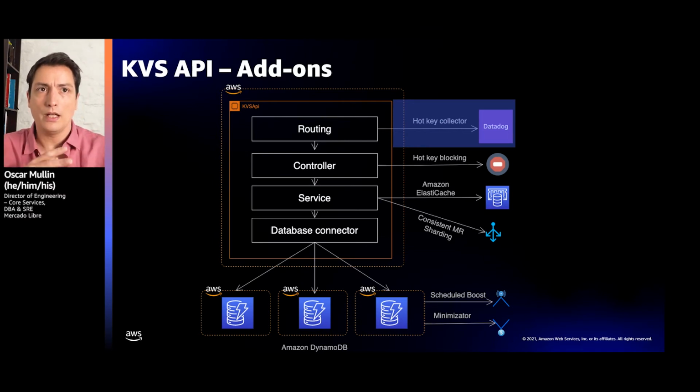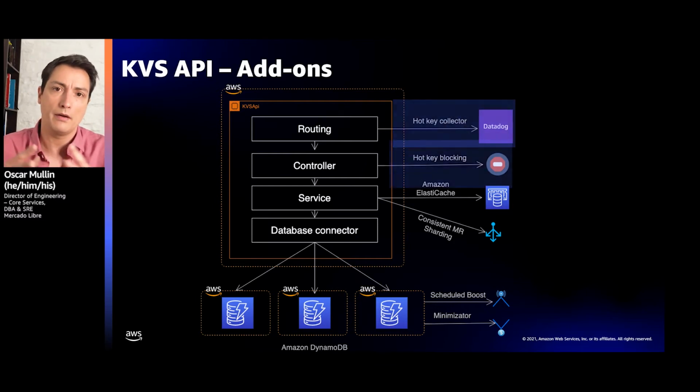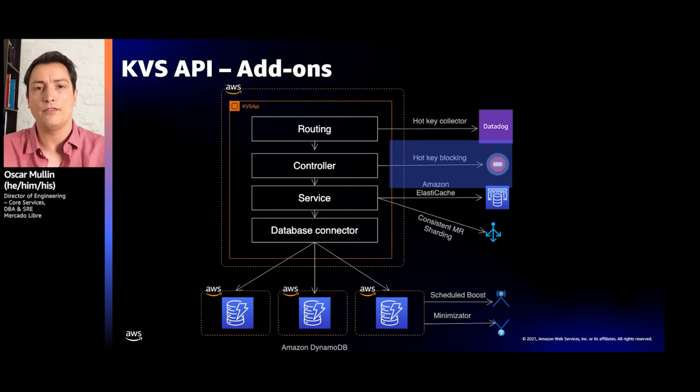At the routing layer, we have a hotkey collector that allows us to collect hotkeys before they reach the actual backend, so we can detect hotkeys coming in. And also we have a hotkey blocking feature at the controller level that will drop all the traffic for the specified keys that we want to stop the traffic from hitting, so we can cool down those specific keys.